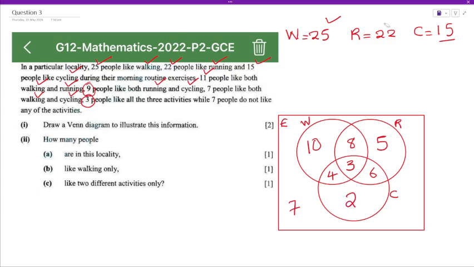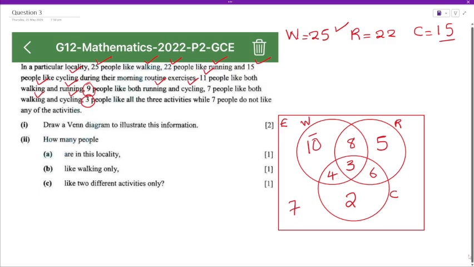Then we can now start confirming. Okay, walking should give us 25 in total. What do we have? We have a 10, we have an 8, we have 4, we have 3. Let us add them. Confirm whether what we've done is correct. 10 plus 4 plus 3 plus 8. That gives me 25. Confirmed.